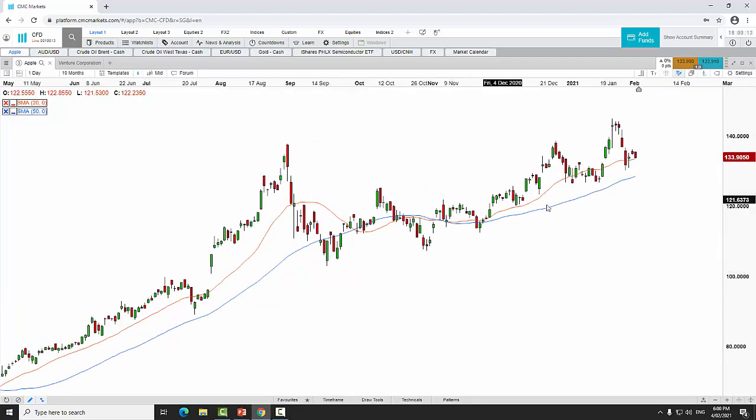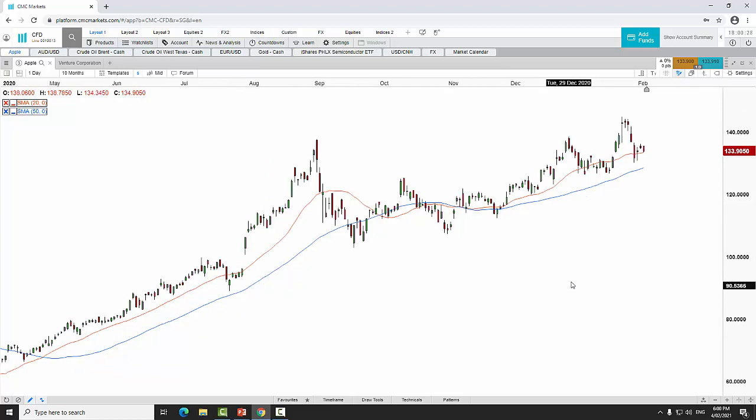What you see over here is that the one in orange or a reddish color will be the 20 MA. The one in blue will be the 50 MA. Since it's a daily chart, the red will be a 20-day moving average, and the blue will be a 50-day moving average. What we could see is that the 20 is above the 50, and the current price action is still trading above the 50-day moving average. So Apple is actually trading in a medium term uptrend.